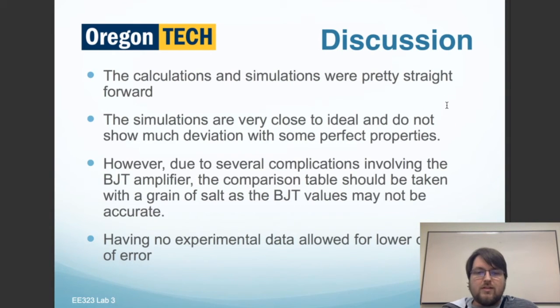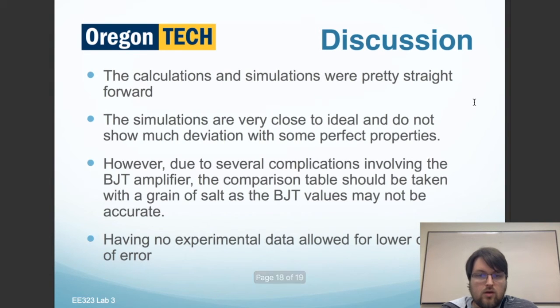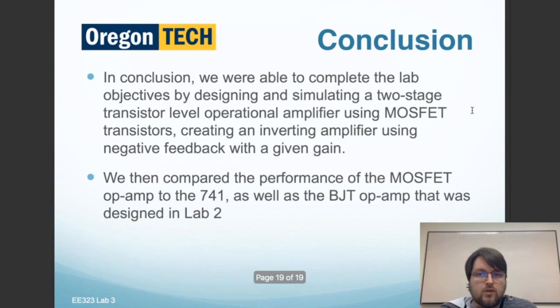So in the simulations, everything was pretty close to ideal, as the MOSFETs performed pretty much perfectly. We ran into some issues with the BJT amplifier, so this previous table should be taken with a grain of salt. And because we had no experimental data, there's a lower chance of error. So in conclusion, we were able to meet all of the lab objectives, and we compared the performance between the different things.